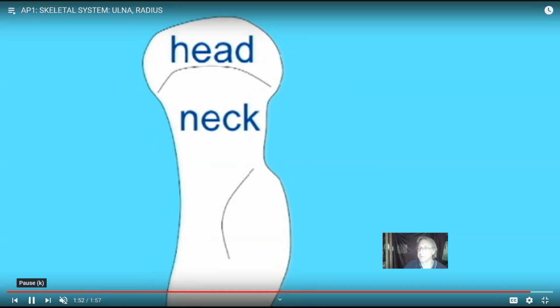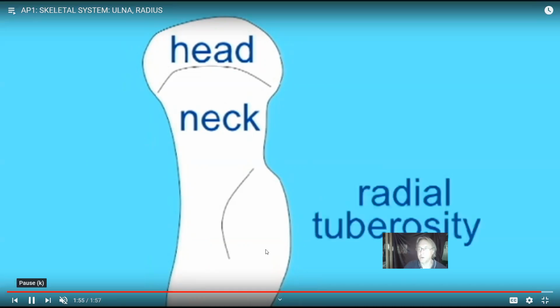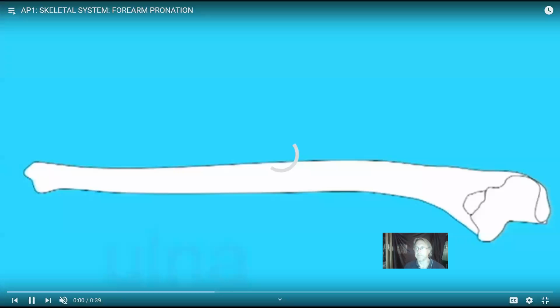Once again, whenever you see a bump on a bone, very often you think, oh, I want to remember the name of that bump because I'll bet you a muscle attaches there. And in this case, it's the biceps brachii, which allows us to flex our forearm. And so those are the structures at the proximal end of the forearm bones.